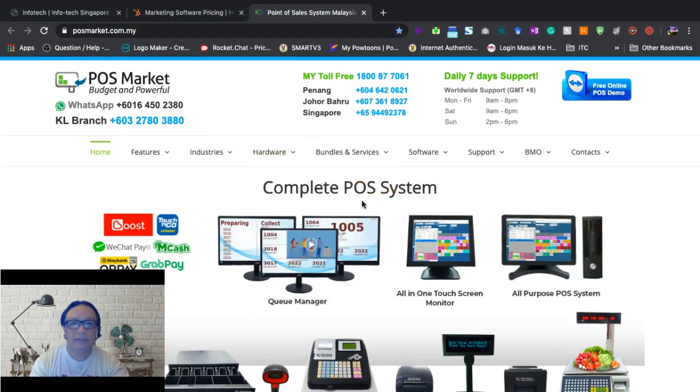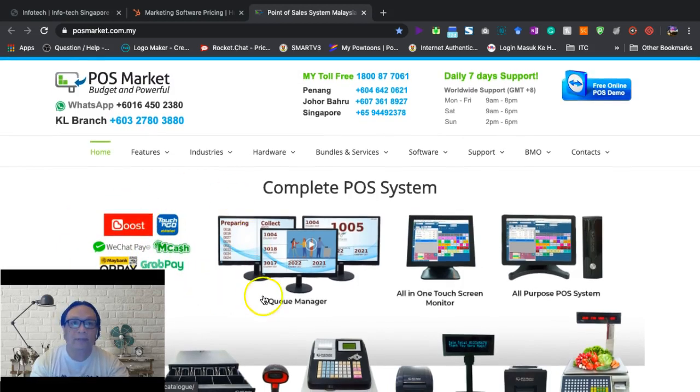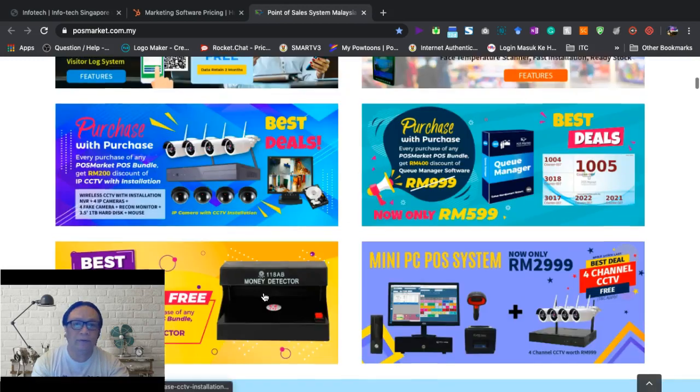The cashier machine, the one that you see when you pay in restaurants, fast food outlets, and supermarkets. They have a point of sale system, cashier registry machine, cashier system. Here they are able to integrate with e-payment and e-wallet nowadays. So it's available for you to decide.